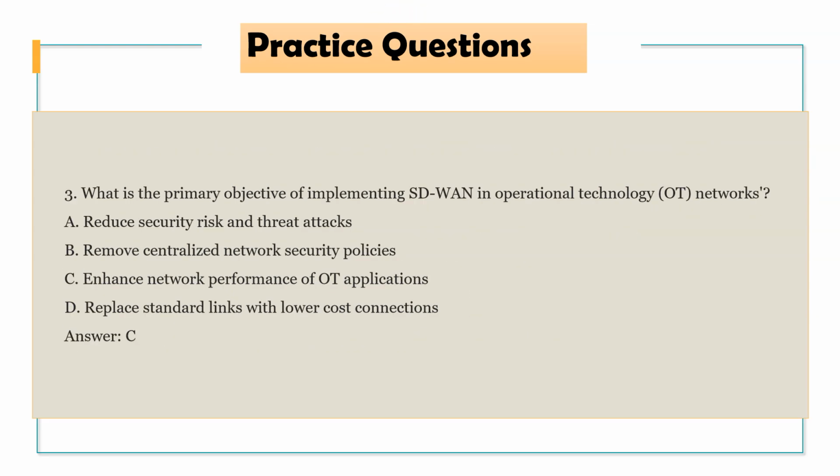3. What is the primary objective of implementing SD-WAN in operational technology, OT, networks? A. Reduce security risk and threat attacks. B. Remove centralized network security policies. C. Enhance network performance of OT applications. D. Replace standard links with lower-cost connections. Answer: C.